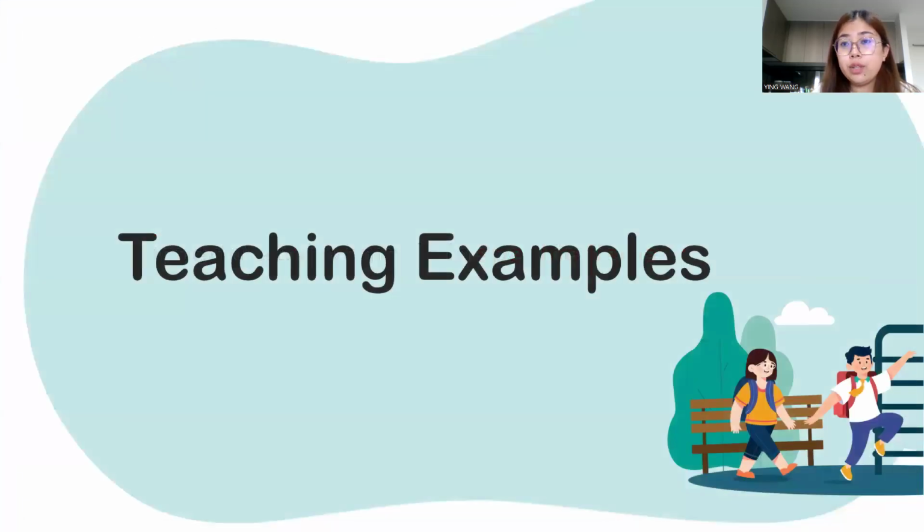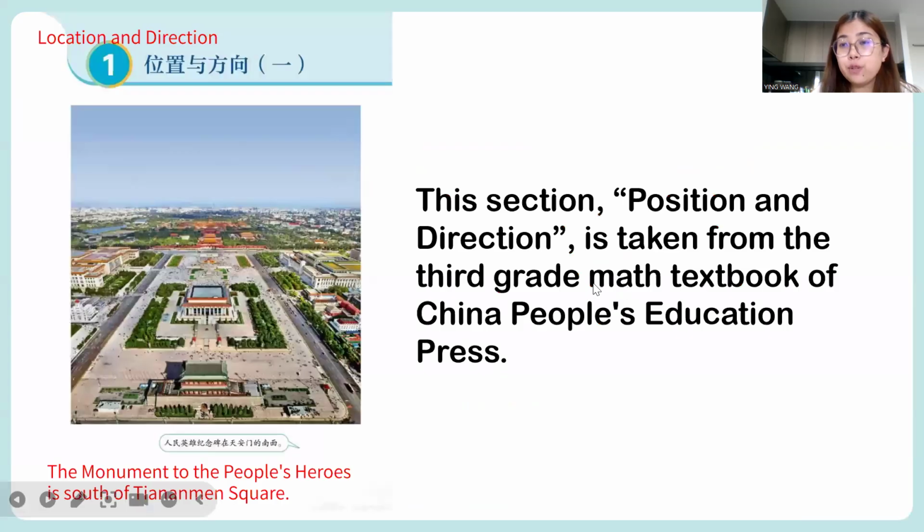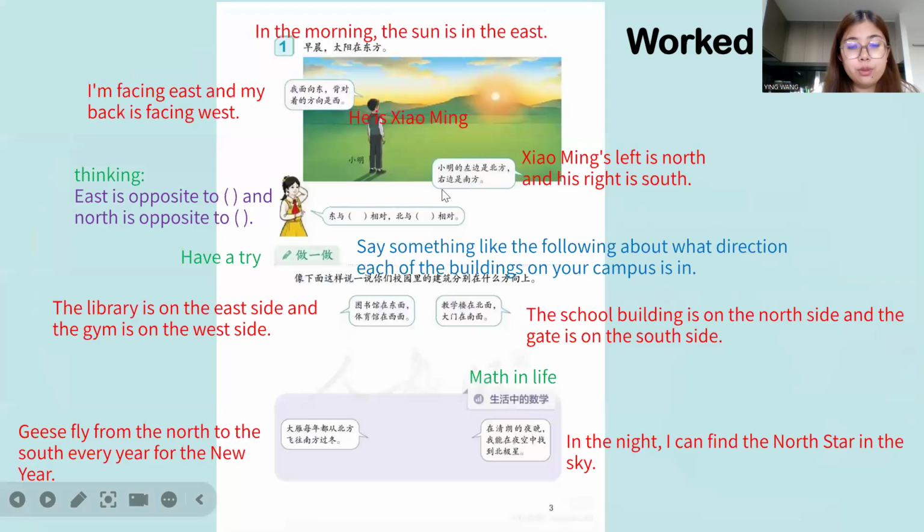And now let's look at the third part. I chose a section from Chinese mathematics teaching material for grade 3, and the topic of this section is location and direction. And let's look at this picture. We can find here is a line above the picture. In the morning, the sun is in the east, and here is a boy named Xiaoming.